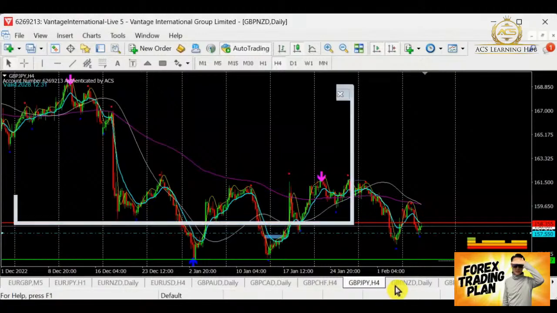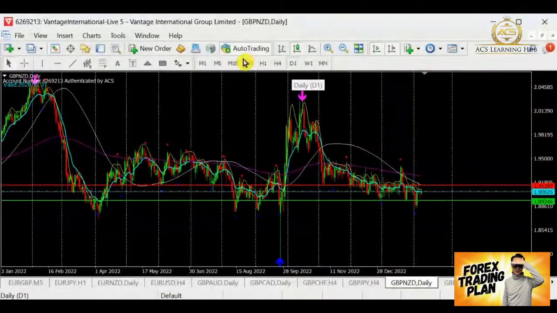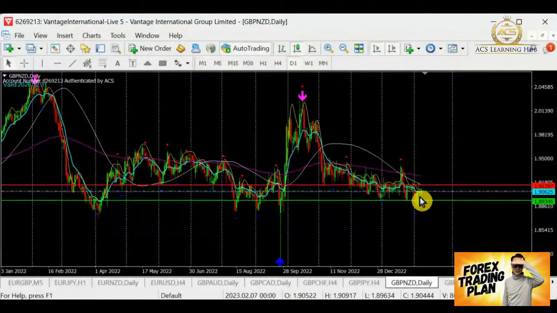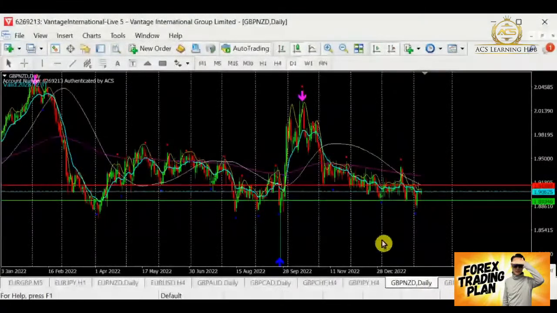For Pound Kiwi over here, I would say I will skip this straight away because I can see it's in a landing state. In addition, it's also hovering around this area. It's very terrible, so I think I will skip this.